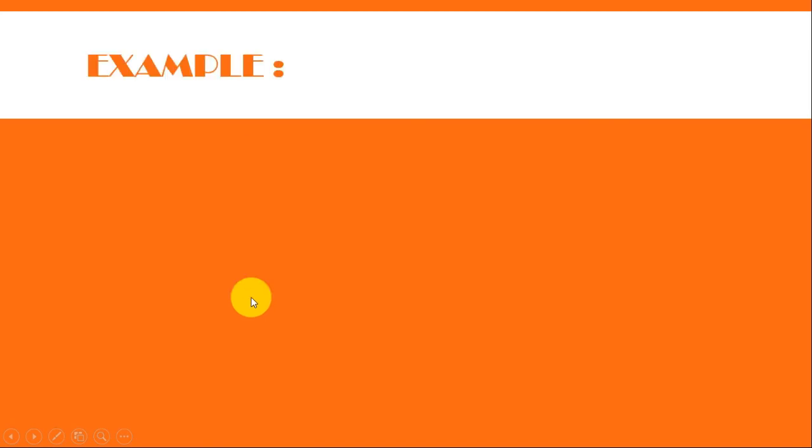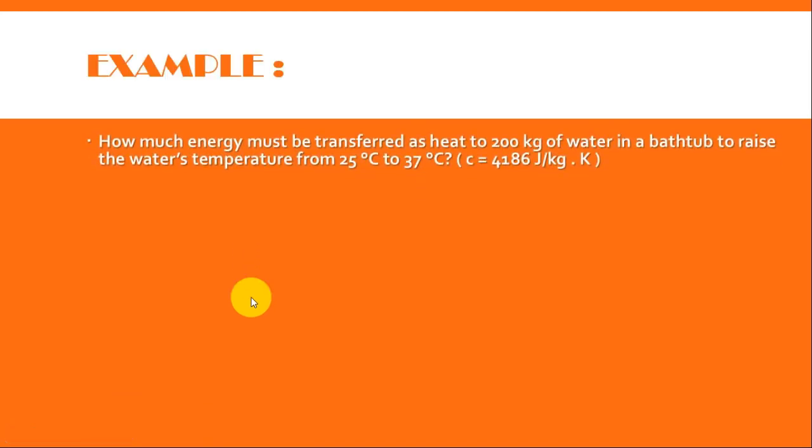Okay, good. Let's solve an example together. How much energy must be transferred as heat to a 200 kilogram, this is the mass of water, so they are talking about water, so I will give you the specific heat capacity of water, in a bathtub, to raise the water's temperature from 25 to 37. Let's see how we are going to solve this example.